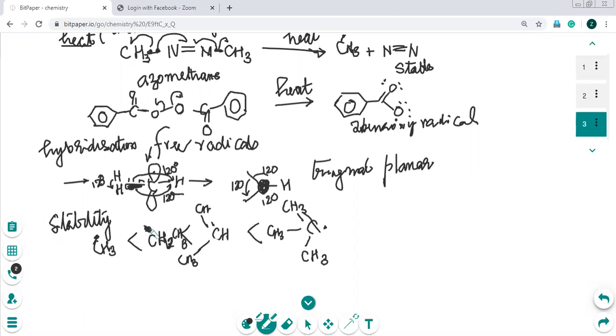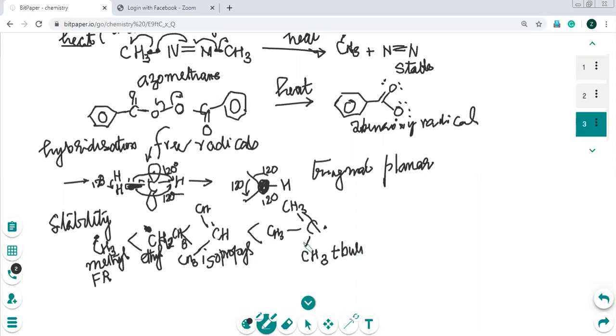Remember, this electron is with the carbon. So with this, you can say methyl free radical. FR stands for free radical. Please complete it. This is ethyl free radical. It's also primary. This is a secondary isopropyl. And this is T-butyl free radical.